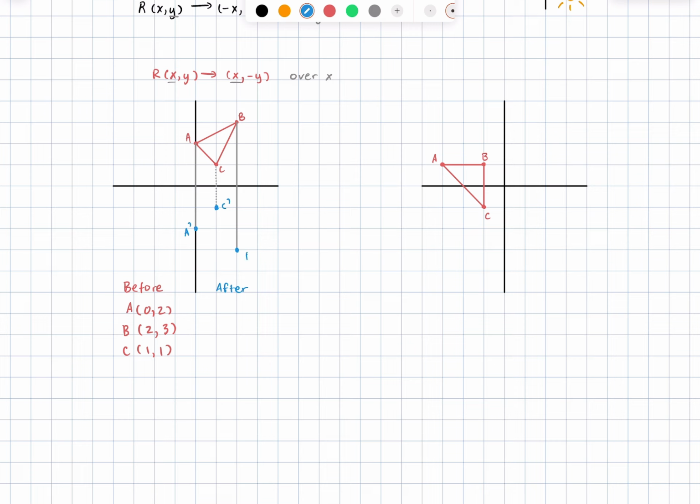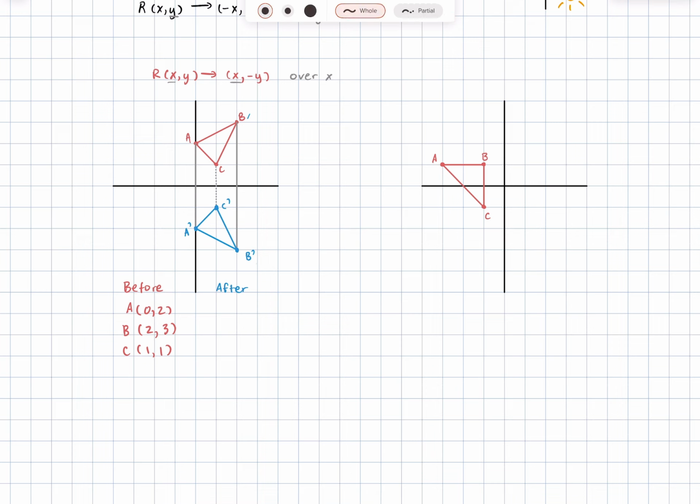So when I connect these points, I'm going to get the same shape reflected like this. So as you can see, you're reflecting it, not just moving it down. That's very important to realize. You're moving the points, yes, but C is below B in the before, but in this case, C is above B. So that's important to realize.